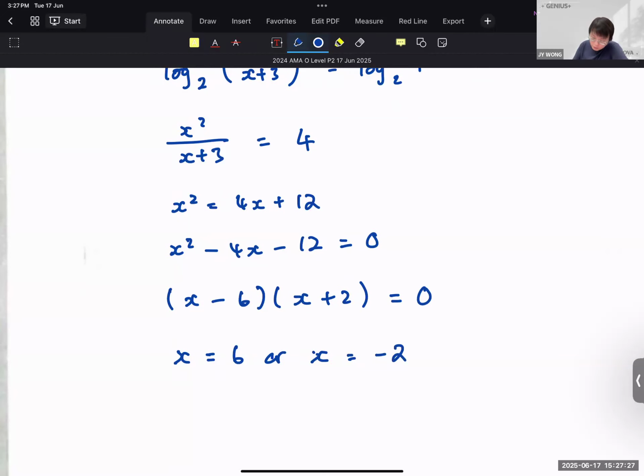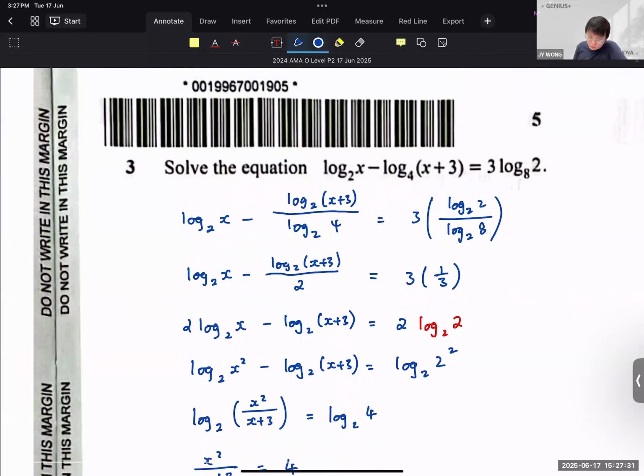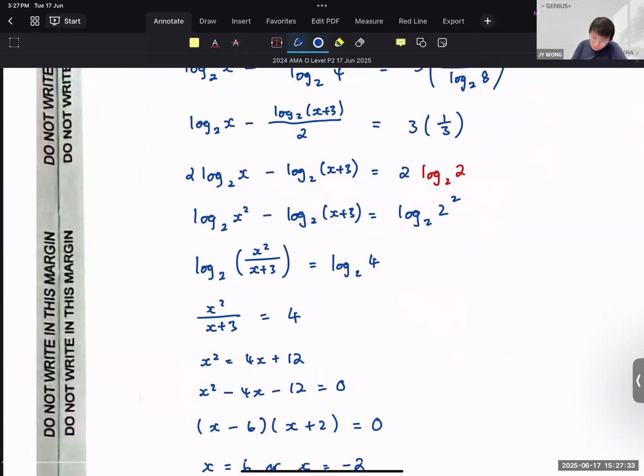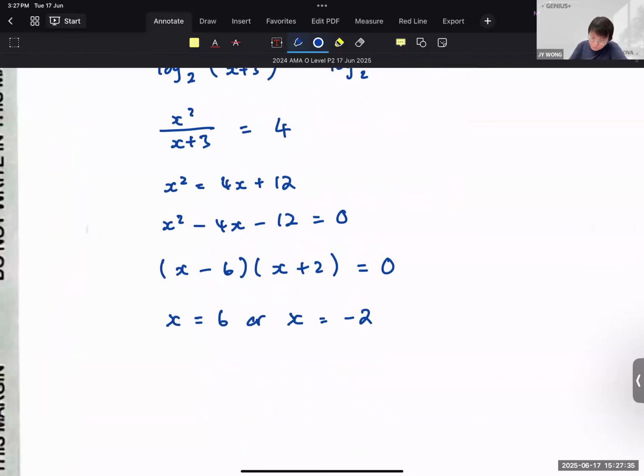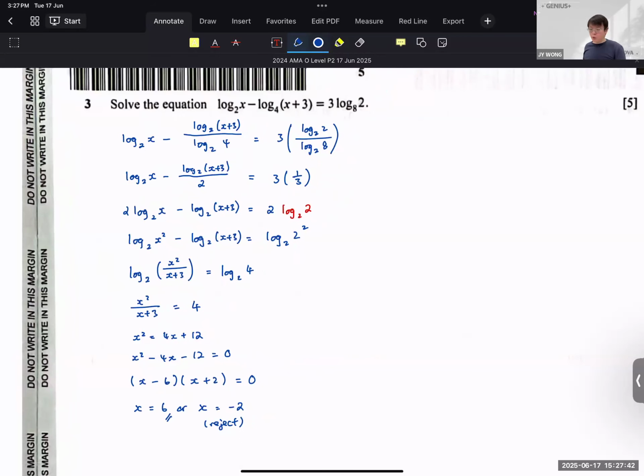But double check, can x be negative? No, because we have log base 2 of x, right? So x cannot be negative, and therefore you will reject this. And therefore there is only one solution. So anytime you solve a quadratic in terms of log, always double check how many solutions are acceptable.